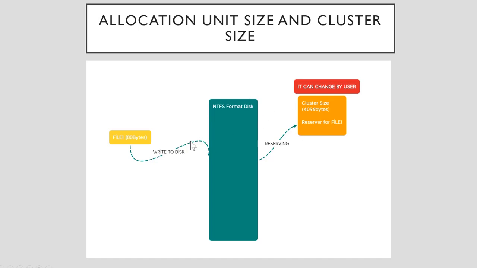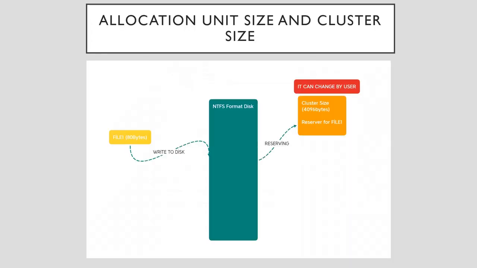So when we try to write that file to our disk, this file actually reserves 4 kilobytes on our disk. So it means we have almost 4 kilobytes of empty area on our disk, right? Okay, there's nothing to do about it, that's a fact, but we can change that size, the cluster size. How can we do that? Let's check.